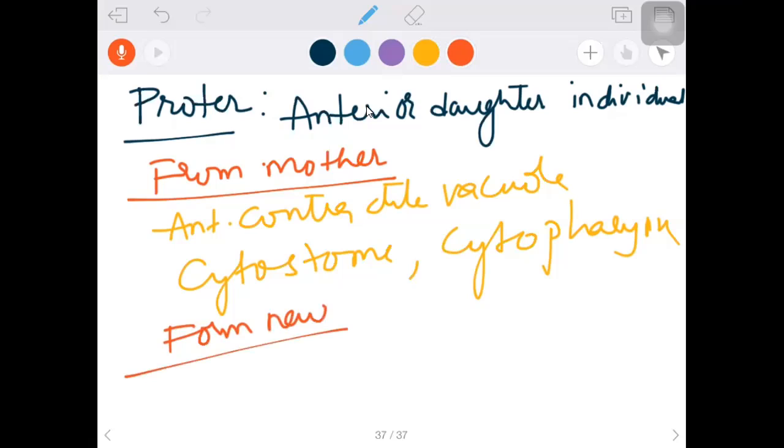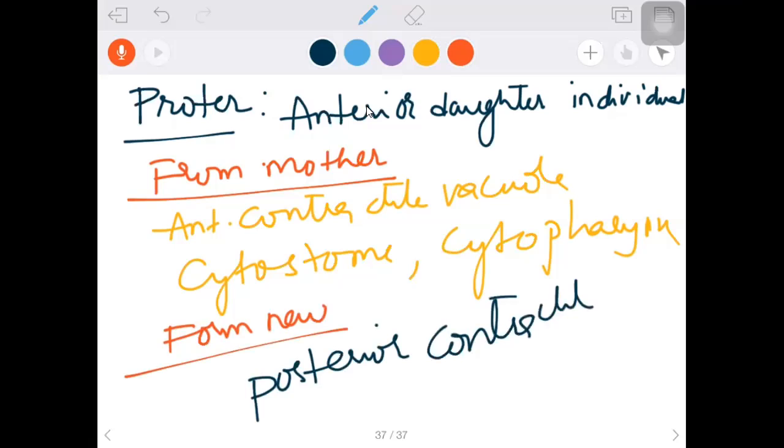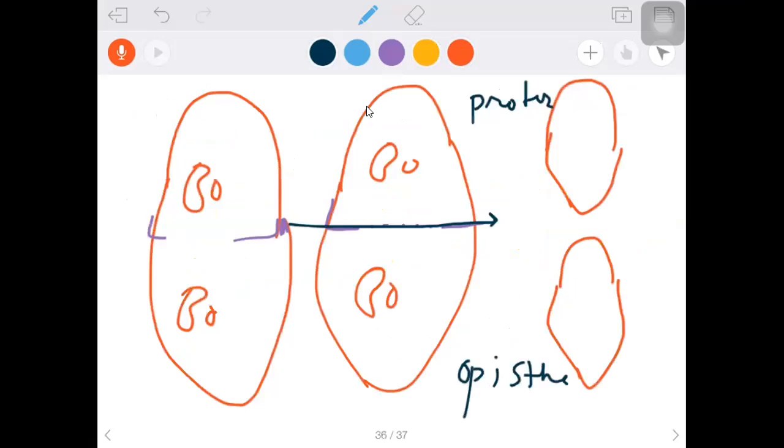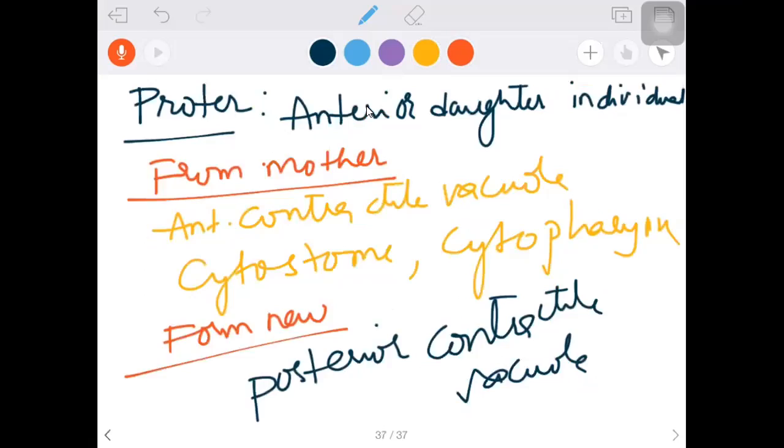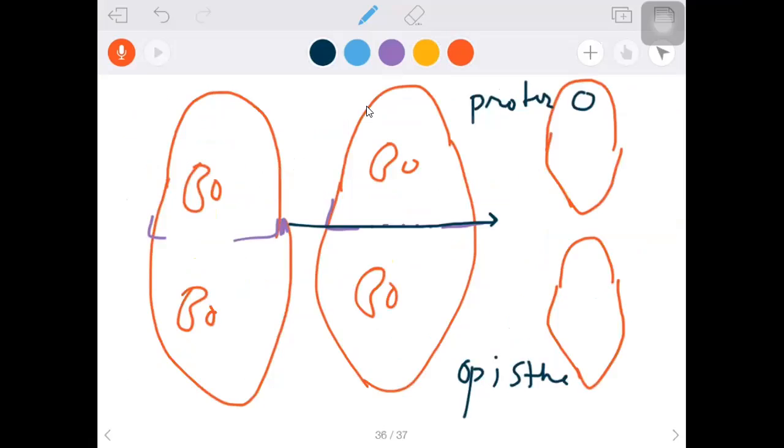What did it form new? The posterior contractile vacuole. Let me show that particular. Here the anterior daughter individual is called proter. So what did it obtain from the mother? The anterior contractile vacuole, then the cytostome and cytopharynx are taken. The macro and micronucleus are already distributed, you see here.